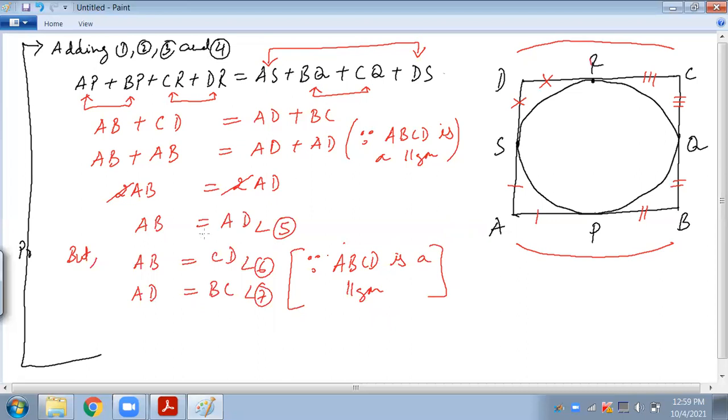Now what is shown in 5, 6, 7: AB is equal to AD, but AB is equal to CD also, and AD is equal to BC also. That means, from these three equations, we can take all of them equal. So from 5, 6, and 7, what can you take? AB is equal to BC is equal to CD is equal to DA.